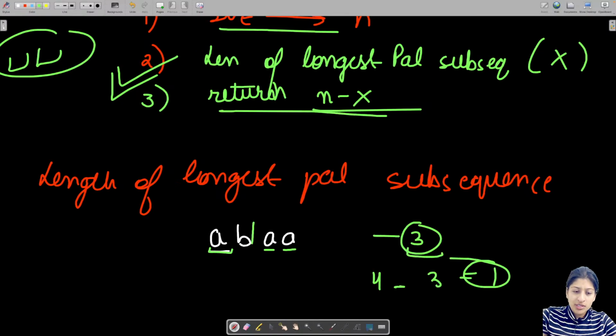If you insert one more B, where can I insert that B? I can insert that B here, and your entire string will become a palindrome. But we don't have to tell where to insert. We just have to tell the minimum number of insertions. Okay, fine. So now how do you find the length of longest palindromic subsequence?